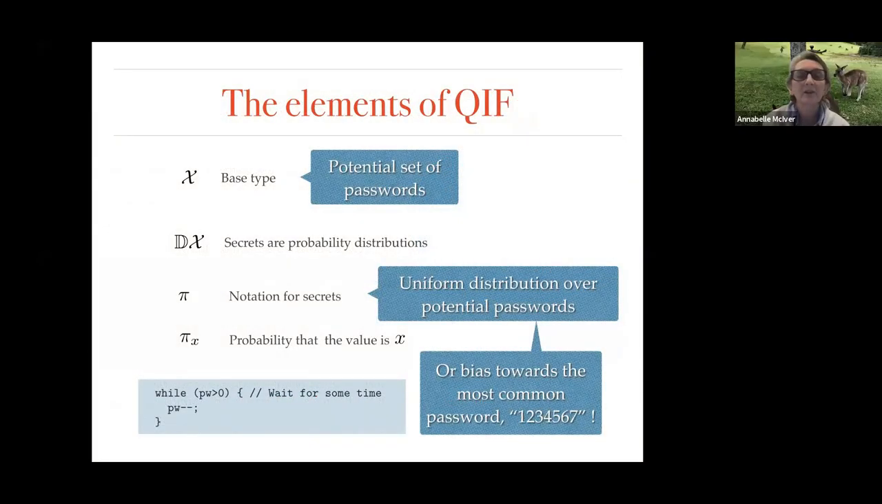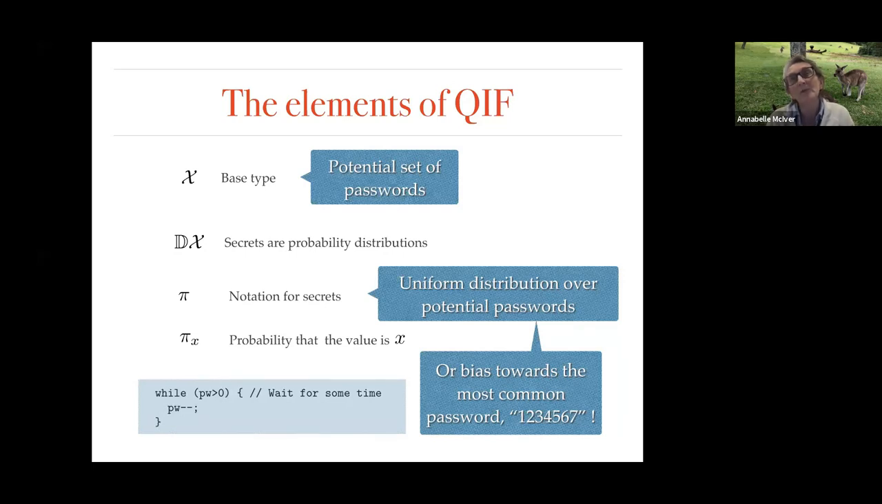So here's something getting slightly more mathematical. We'll use chi for the base type. For example, that could be the potential set of passwords. And then a secret is a probability distribution over the base type. So we have to imagine that the adversary might have some prior knowledge about the secret, and that is modeled by a probability distribution. We're going to use pi for notation for our secrets.